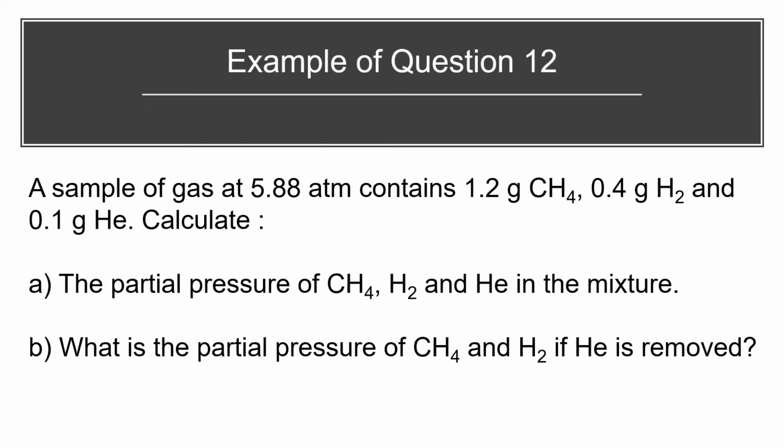Now, let's try another question. A sample of gas at 5.88 atm contains 1.2 grams of methane, 0.4 grams of hydrogen, and 0.1 gram of helium. Calculate the partial pressure of the methane, hydrogen gas, and helium in the mixture. What is the partial pressure of the methane and hydrogen gas if helium is removed?